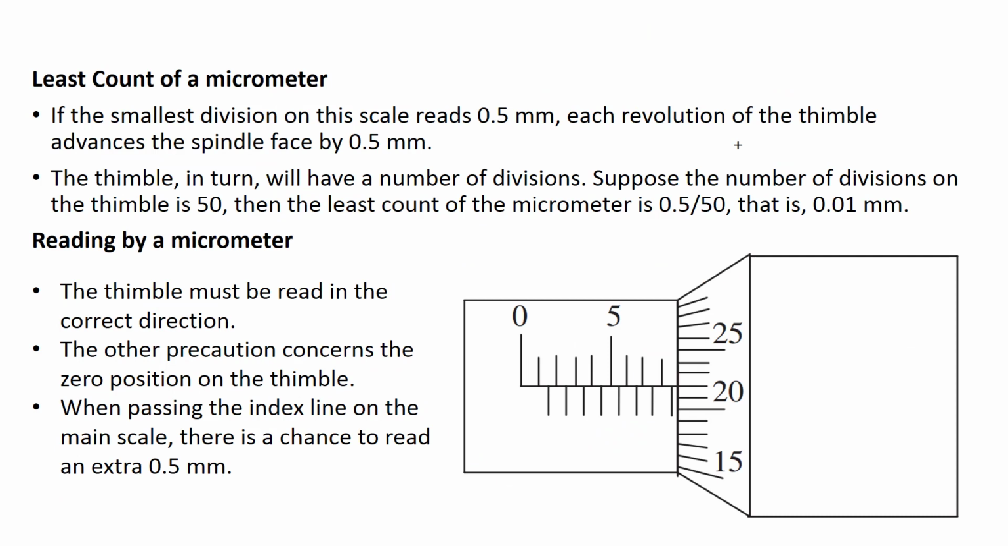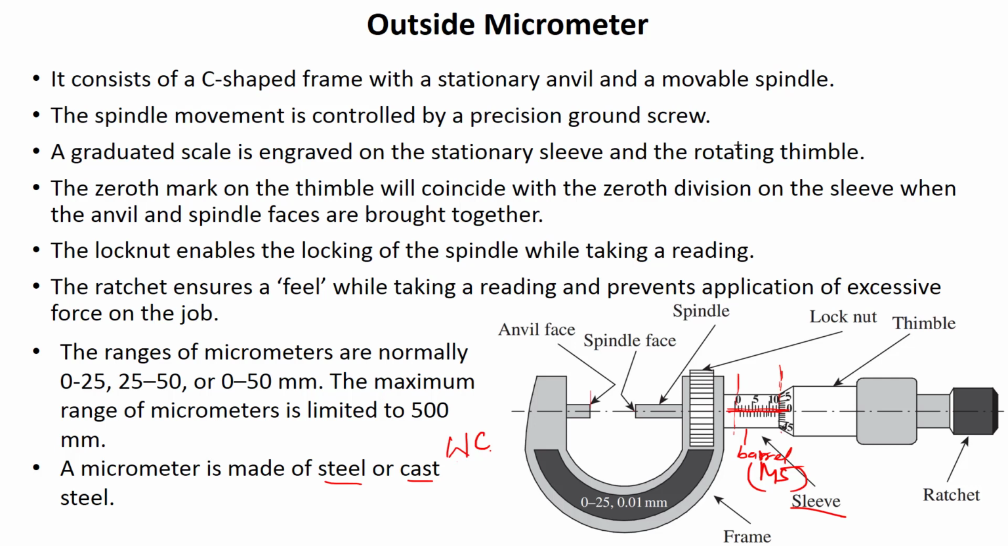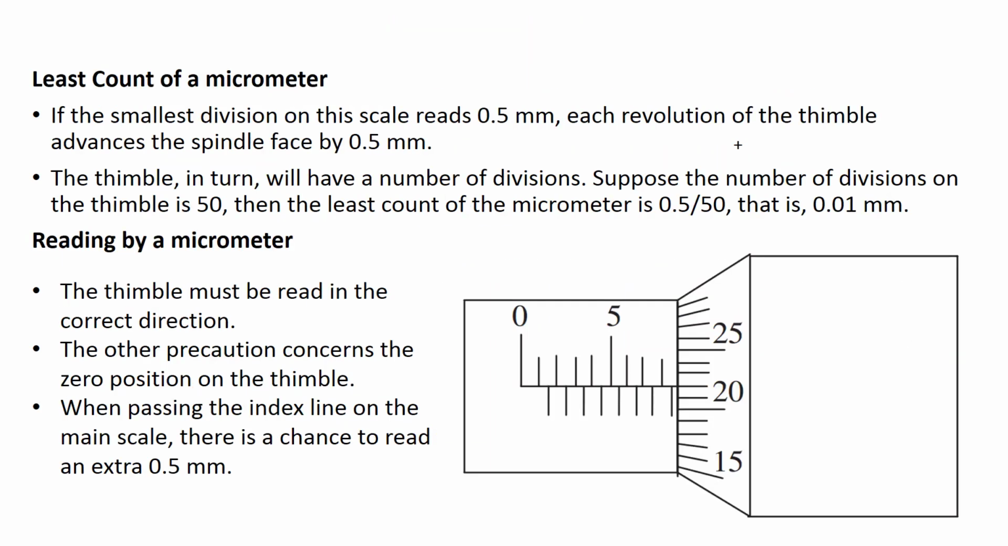Now least count of micrometer. So if the smallest division on this scale reads 0.5, each revolution of the thimble advances the spindle face by 0.5. What is the meaning of this? So the point is here, look at this one. This is the main scale. On the main scale, the least count of the main scale is 0.5. Sometimes it is 0.1, sometimes it is 1 mm, sometimes it is 0.5 mm. Okay, so that is the least count of the main scale.